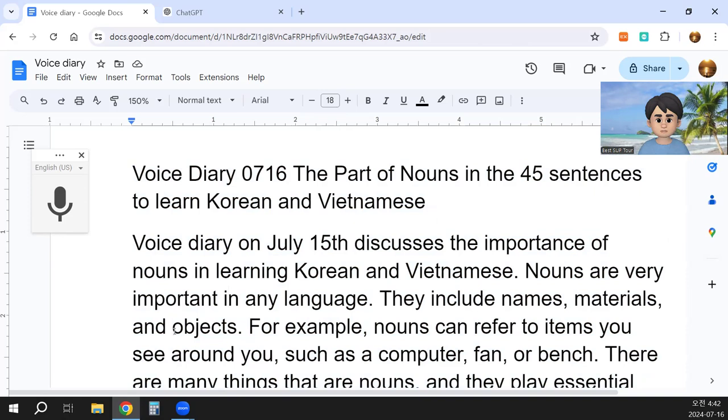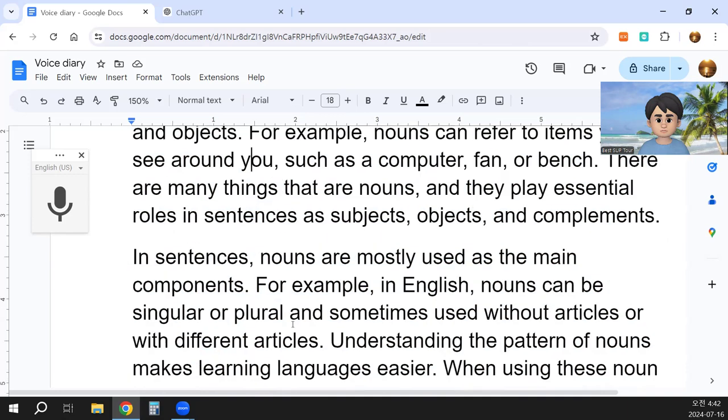Discuss the importance of nouns in learning Korean and Vietnamese. Nouns are very important in any language. They include the name, material, and sub-object. For example, nouns can refer to items you see around, such as a computer, pen, and a bench. There are many things that are nouns, and they play essential roles in sentences as subject, object, and complement.